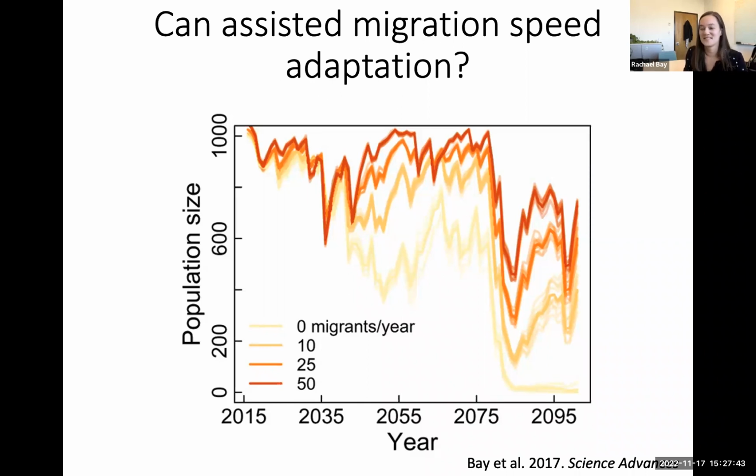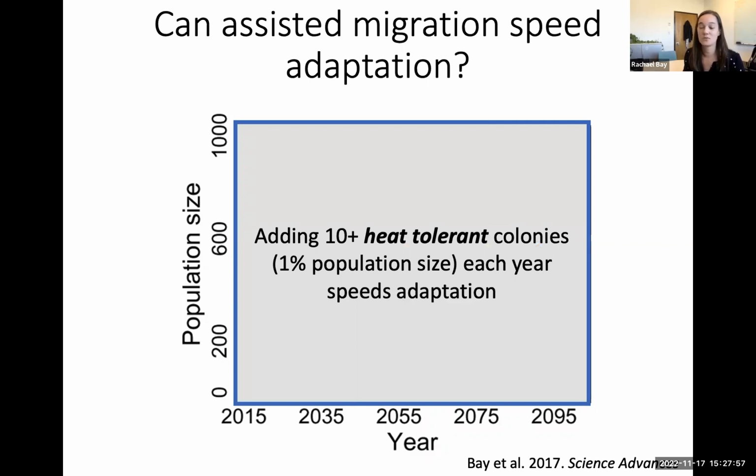I think on the surface this seems like a really optimistic message. Assisted migration seems to be working, at least in our simulations. However, I think the magnitude is important for context here. What we're talking about is seeding 1% of the population size of adult reproductive corals each year until the end of the century. There are a lot of logistical challenges, not only human effort, but the source of those heat-tolerant colonies. So while this does give us some tools and intuition to think about assisted migration, we have to be careful about thinking of this as a super optimistic message.